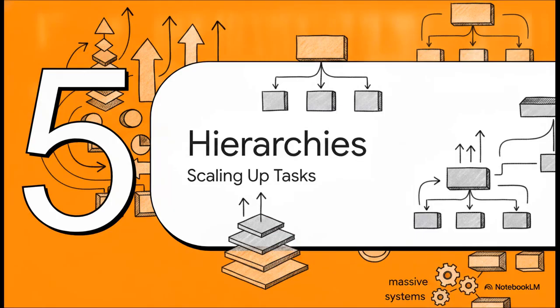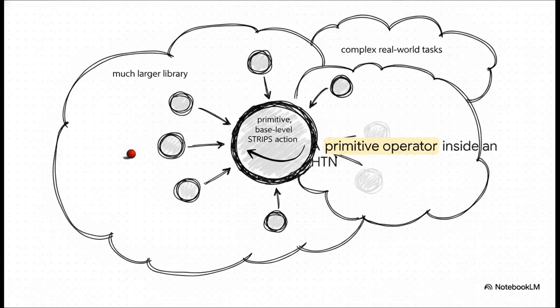Now, let's see how this all builds into massive systems called Hierarchical Task Networks, or HTNs. Section 5. Hierarchies, Scaling Up Tasks. Picture a single primitive node as just one of our base-level STRIPS actions living within a much, much larger library. This is the absolute base level, an executable step with very clear preconditions and effects.